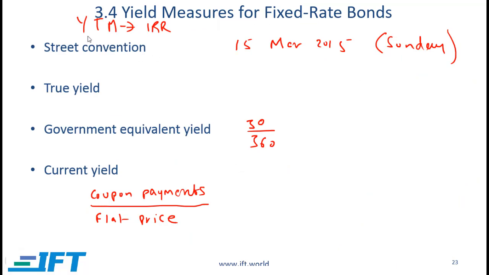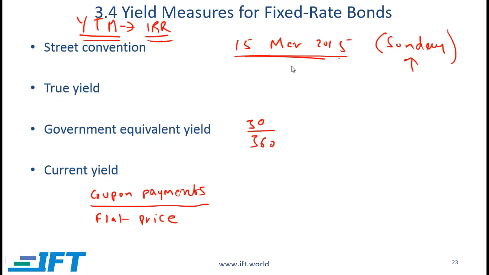Remember, YTM is essentially an IRR. The internal rate of return depends on cash flows and the exact timing of the cash flows. So let's consider a situation where a coupon payment is slated for 15th March 2015. But it turns out that this is a Sunday. So the coupon payment won't actually be made on this day. It will be made on the following Monday. So what convention do we use in coming up with the IRR?